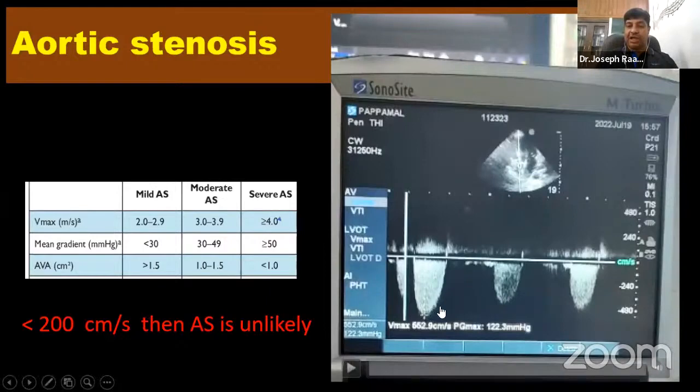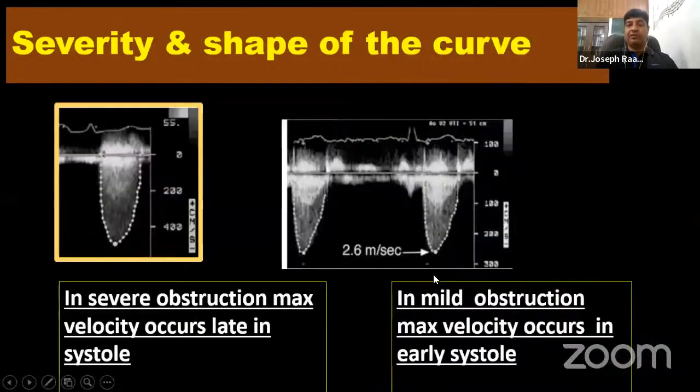The shape of the curve will also give you an idea whether this is severe or not. If you get a nice rounded curve, that means the obstruction is very severe, because in severe obstruction the peak comes a little late. Whereas if the peak is a little bit earlier, that tells you the obstruction is very mild. So by looking at the curve itself, we can find out whether the aortic stenosis is severe or mild to moderate.